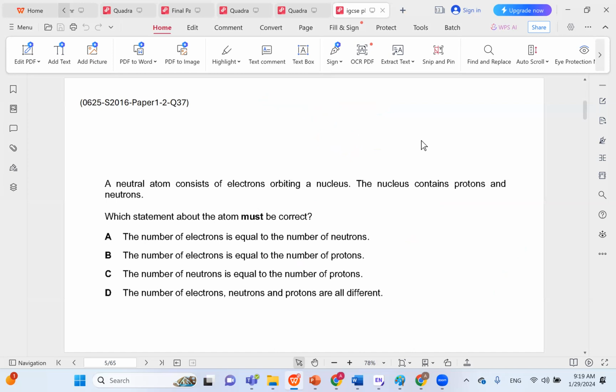A neutral atom consists of electrons orbiting a nucleus. The nucleus contains protons and neutrons. Which statement about the atom must be correct? The number of electrons equals the number of neutrons. We said that this is not correct. The number of electrons is equal to the number of protons. This is correct because we are talking here about a neutral atom. So B would be the correct choice here.